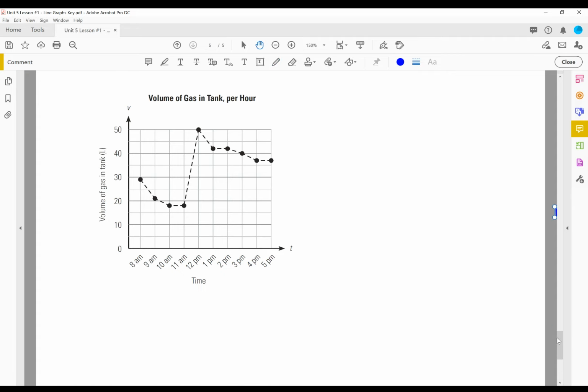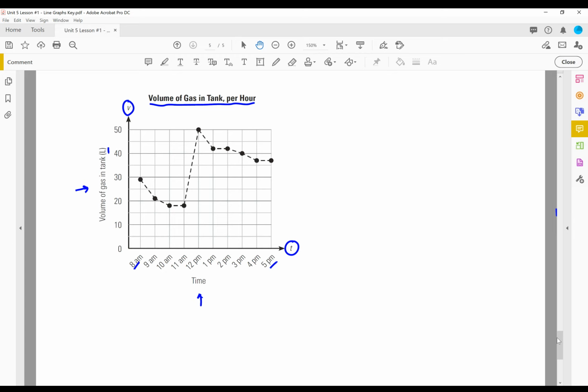So let's look at the graph. The title is volume of gas in a tank per hour. The y-axis is labeled V for volume of gas in the tank, and the units are in liters. The x-axis is T for time, and I'm going up by 1 hour time segments, so starting at 8 a.m. and then going to 5 p.m.